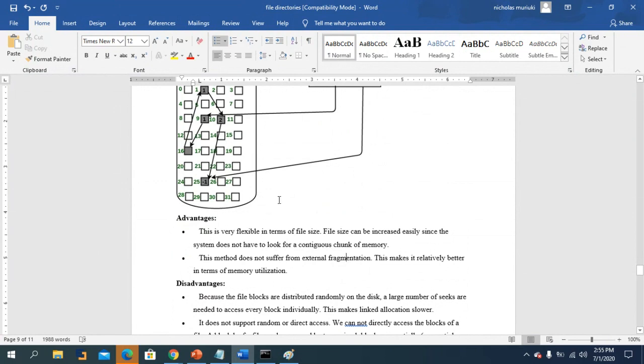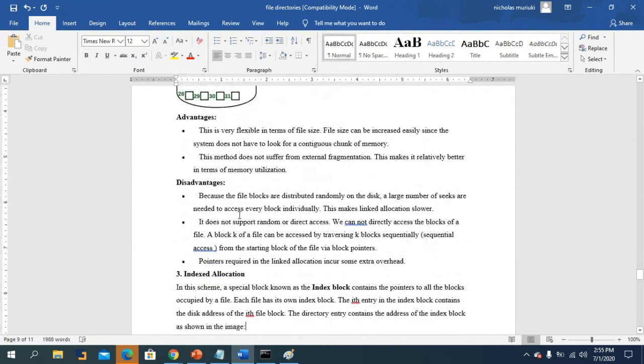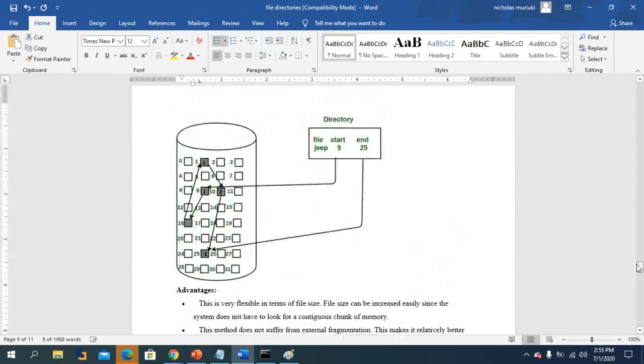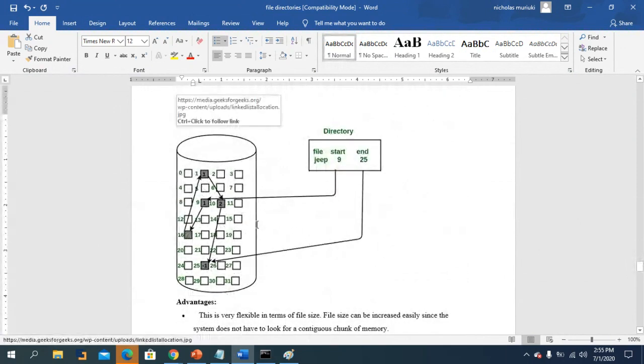And if you look at the execution of this process, it is becoming easier when you're trying to access these files. But the disadvantage is it does not support random or direct access method. You cannot move directly and then access this. It is not like when you're using this method, I can say I want to access 15 and I go directly to it. But for this case, you have to move from one point to another.